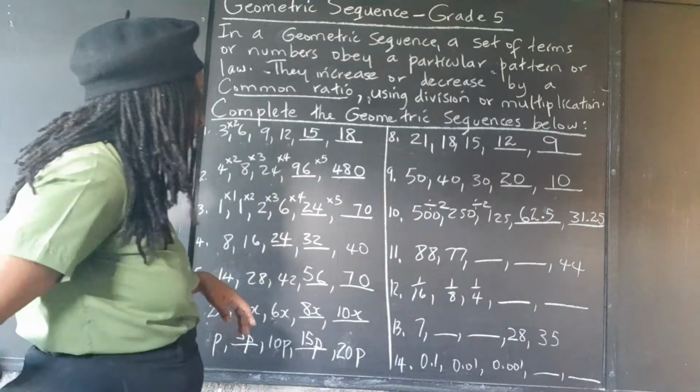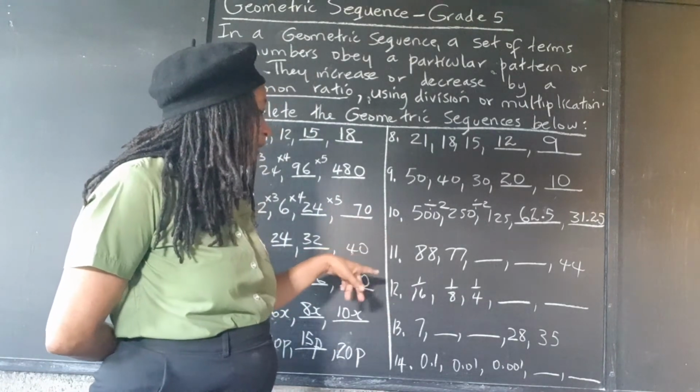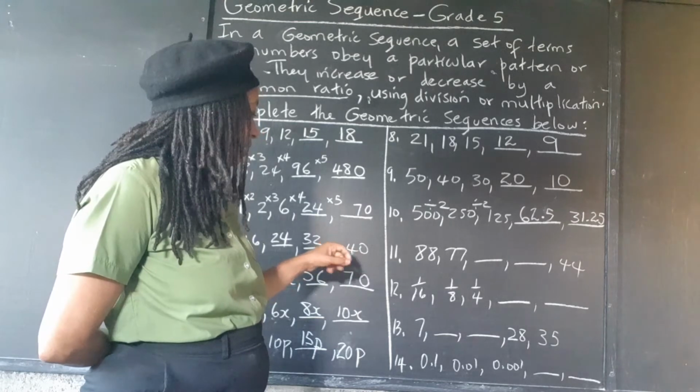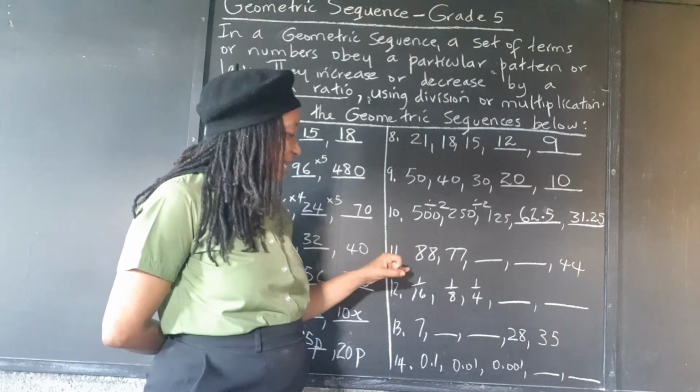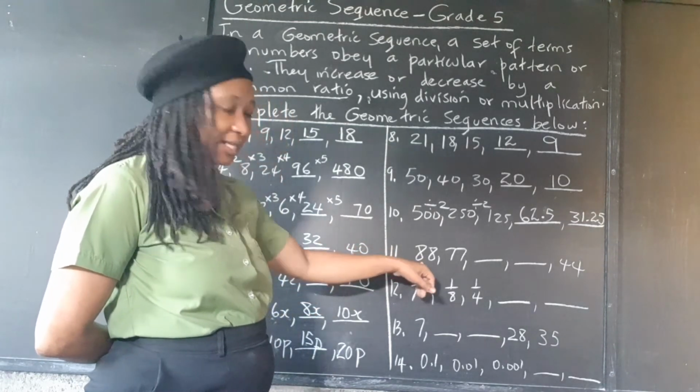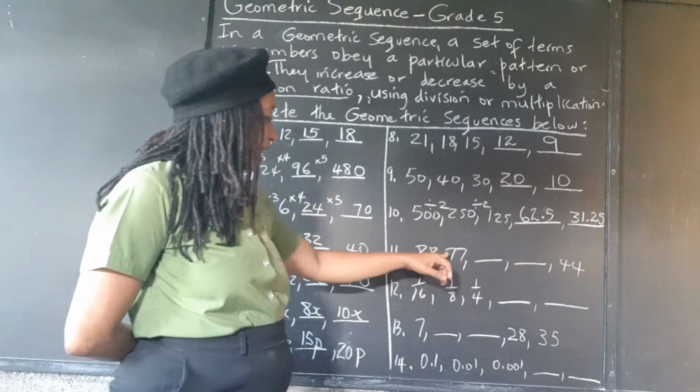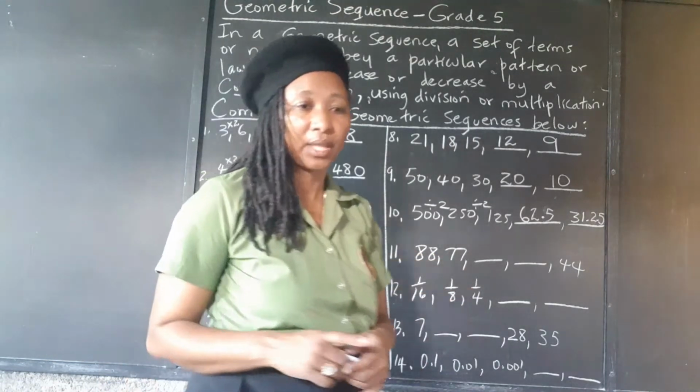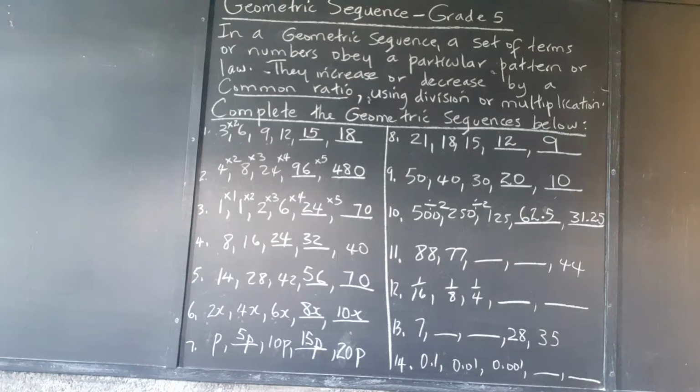Alright, so number 11, if we look at the terms, we're seeing the 11 times table. 11 eights 88, 11 sevens 77, and all the numbers there are fitting.